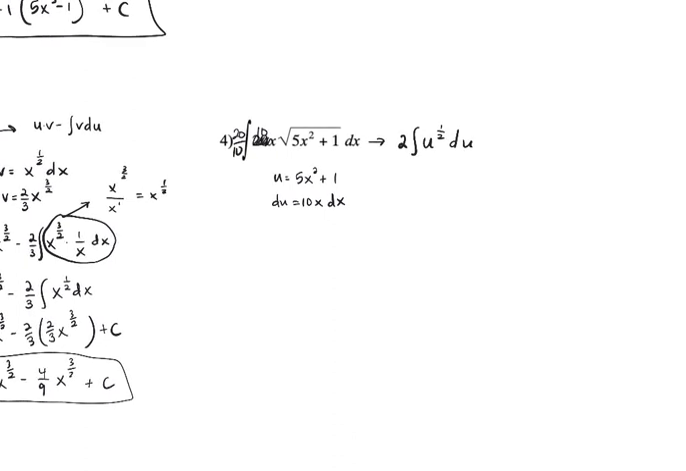And then this is the general power rule. Okay, we have a base raised to an exponent, so we're just going to add 1 to the exponent and then divide by that. So this is 2 times u to the 3/2, and then either divide by 3/2 or multiply by 2/3. Okay, so that becomes 4/3, and then replace u with 5x squared plus 1 to the power of 3/2 plus c.